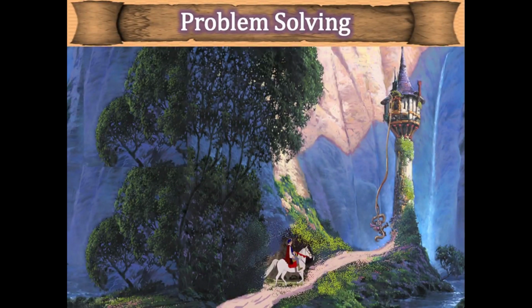So this is the last part of our discussion for trigonometric functions, wherein we will use the functions to solve word problems or real world problems. So in this picture, we can see that we have here the tower, wherein Rapunzel was present. And we also have here the prince, who will try to rescue Rapunzel out from the tower. So here is the problem.